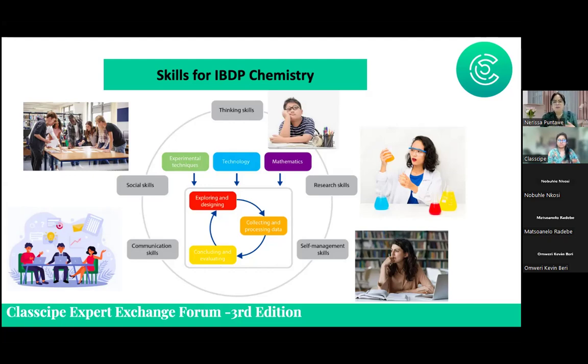So overall, what we want our students to be able to achieve is to come up with a good quality internal assessment, and they're doing this independently. Although they can collaborate with some of their peers in collecting their data, they still have to come up with the paper and write it independently. And in that way, you should be able to provide them with all the skills.